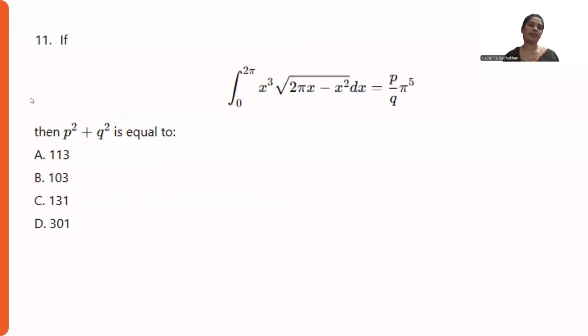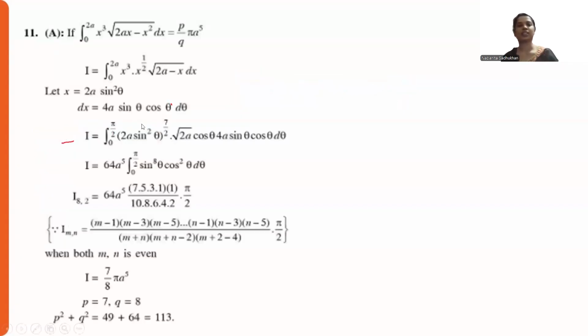Okay, now we have to find the value of the integration. Integration from 0 to 2a of x cube root over 2a x minus x square dx is equal to this. We have to find p square plus q square, right? Let's see how we have done it. We have integration 0 to 2a x cube, this is what we have been given. Now this is our I, right?